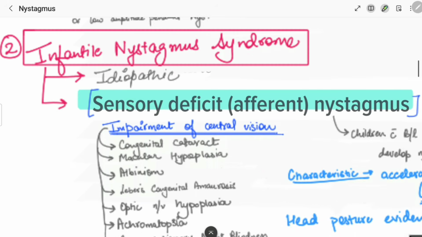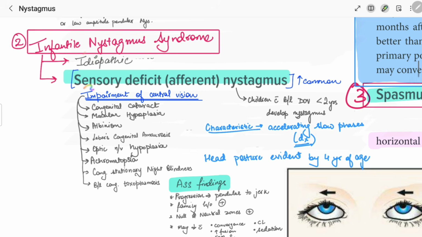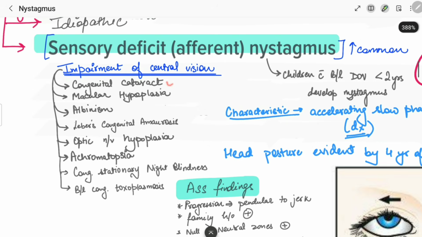Now, coming to infantile nystagmus syndrome. Infantile nystagmus syndrome can be idiopathic or it can be due to sensory deficit. And this is a very common type of nystagmus. What kind of sensory deficit can cause nystagmus is like someone having congenital cataract or bilateral macular hypoplasia or congenital albinism, Leber's congenital amaurosis, any optic nerve hypoplasia, achromatopsia, or any congenital stationary night blindness, which we say CSNB, and any bilateral congenital toxoplasmosis. So all these conditions will cause a sensory deficit.